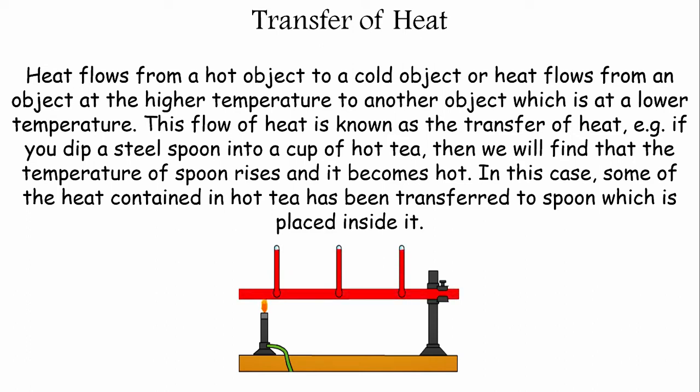Let's take an example. If you dip a steel spoon in a cup of hot tea, then you will find that the temperature of the spoon rises and it becomes hot. It becomes hot because there is a transfer of heat between the cup of hot tea and the steel spoon. In this case, some of the heat contained in the hot tea has been transferred to the spoon placed inside it. It means the transfer of heat happens between any two objects where one object has higher heat energy and the other has low heat energy.